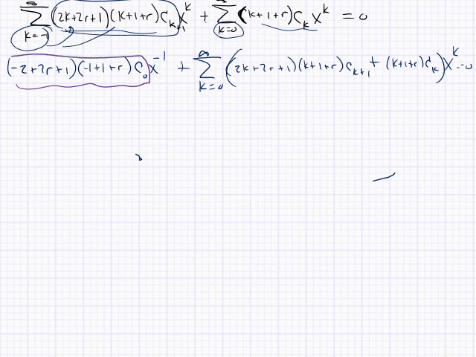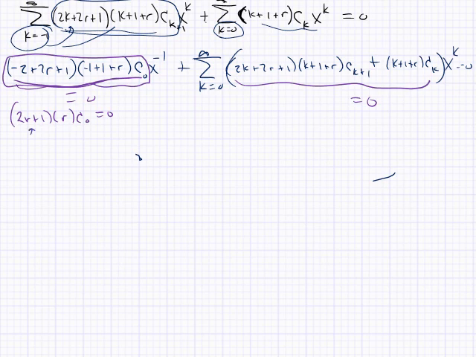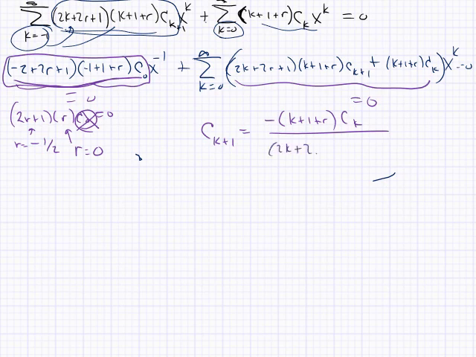Much like before, this coefficient has to equal 0, and all the other ones have to equal 0. So if this equals 0 here, we get (2r plus 1) times r c sub 0 has to equal 0. So again, this would equal 0 if r equals negative a half. This would equal 0 if r equaled 0, and this equaling 0 does nothing to help us. So we won't let that equal 0. This one over here would give me c sub k plus 1 equals negative (k plus 1 plus r) c sub k over (2k plus 2r plus 1) times (k plus 1 plus r). Now, the k plus 1 plus r's can cancel, thus giving me c sub k plus 1 equals negative c sub k over (2k plus 2r plus 1).